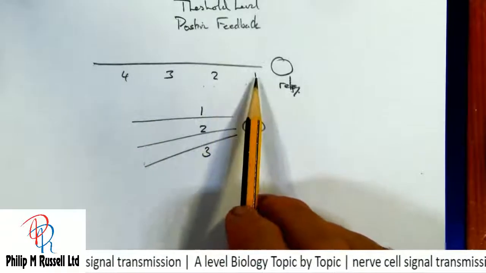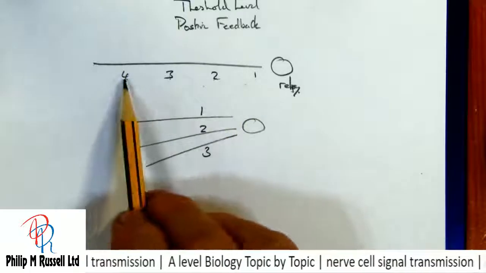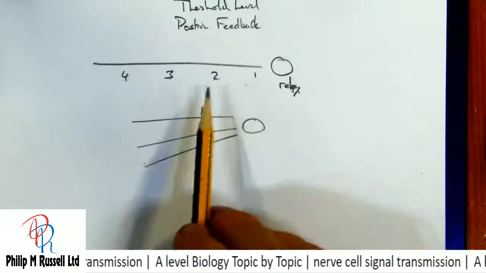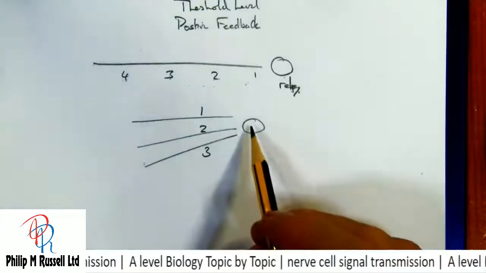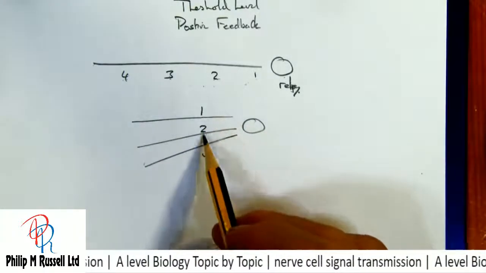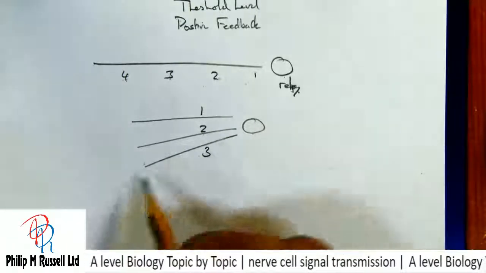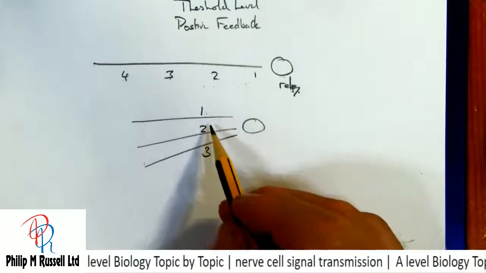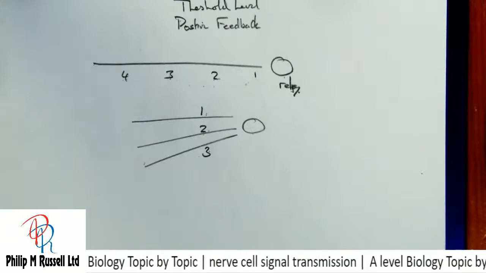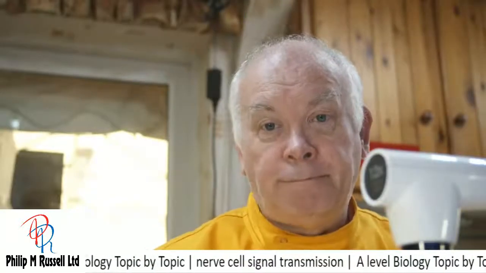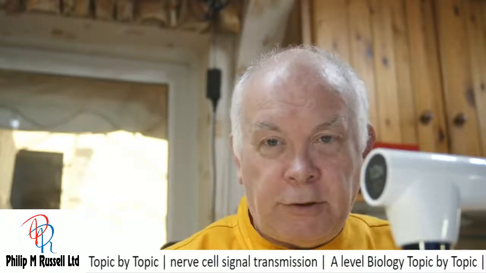We can either have these which are sending signals one after the other, and if you're getting a certain number of signals in a time, then this is going to fire that relay. Or maybe we're going to have this other system whereby you're only going to fire this relay if you get signals from nerves 1, 2 and 3. There we are. That's how we try to transmit information.